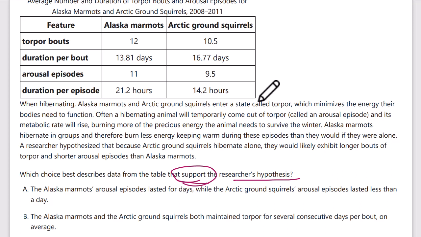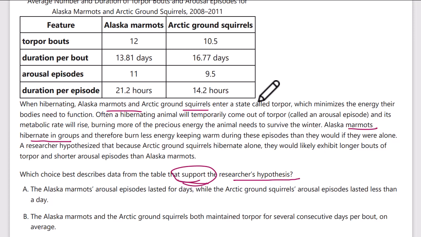When hibernating, Alaska marmots and Arctic ground squirrels enter a state called torpor, which minimizes the energy their bodies need to function. So it's kind of hibernation, basically. Often a hibernating animal will temporarily come out of torpor, called an arousal episode, and its metabolic rate will rise, burning more of the precious energy the animal needs to survive the winter. Alaska marmots hibernate in groups, and therefore burn less energy keeping warm during these episodes than they would if they were alone.